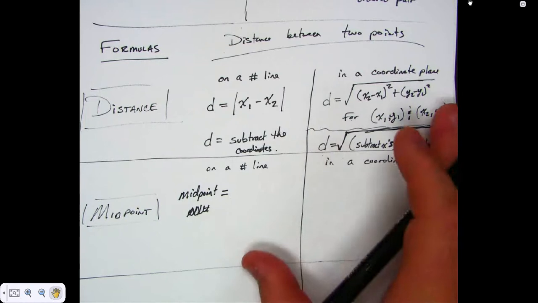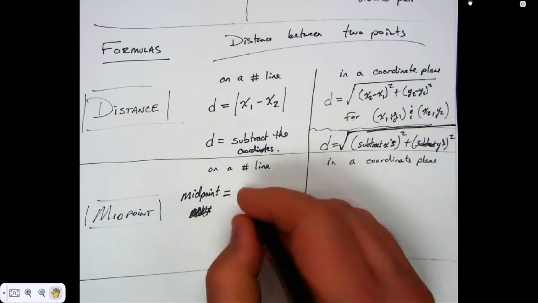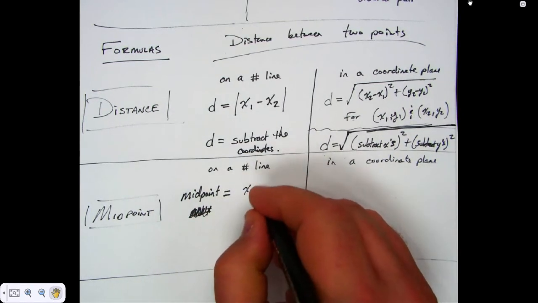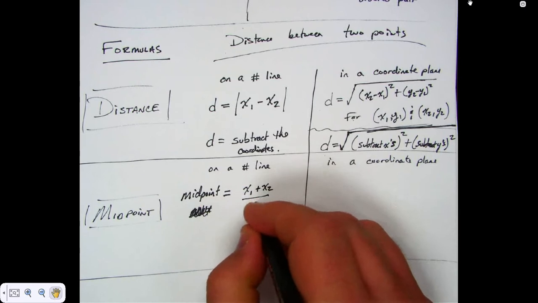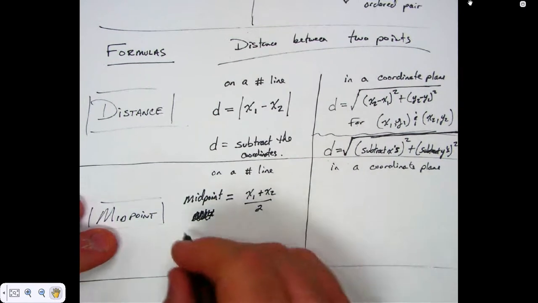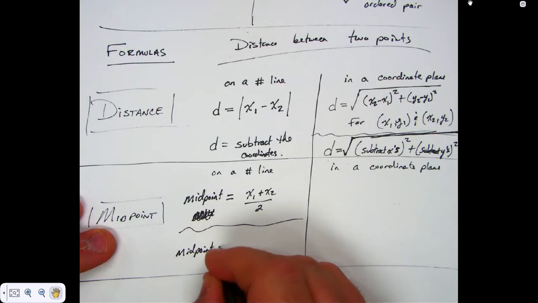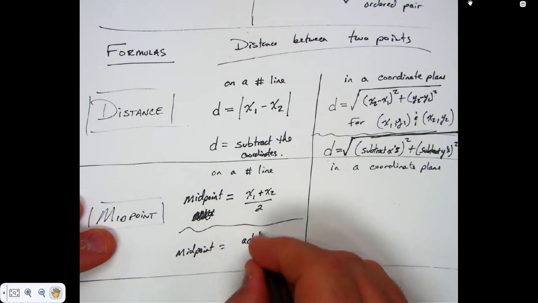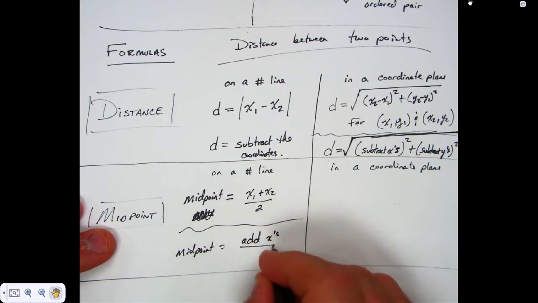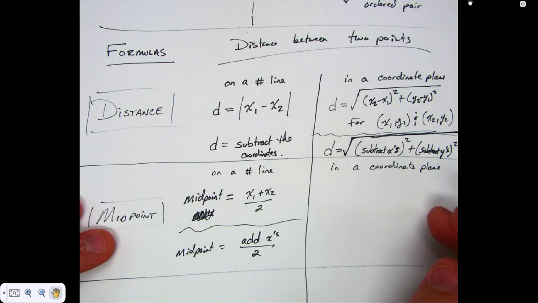Midpoint. You know what you do for midpoint? How could I say it in layman's terms? Add your x's, then divide by what? 2. In a coordinate plane.